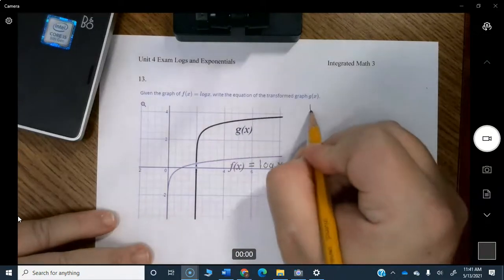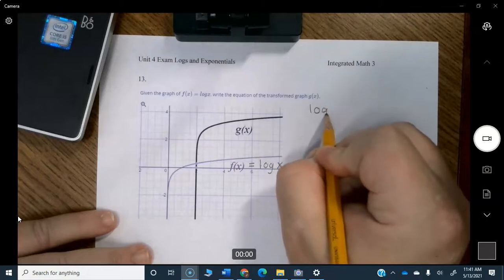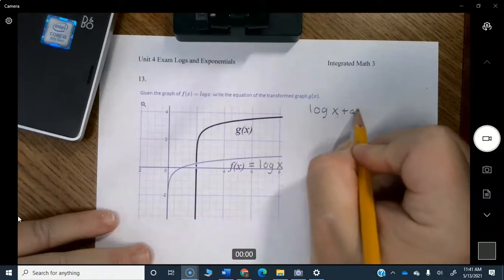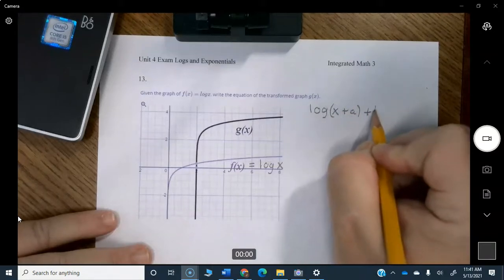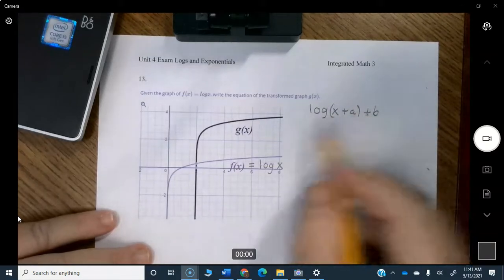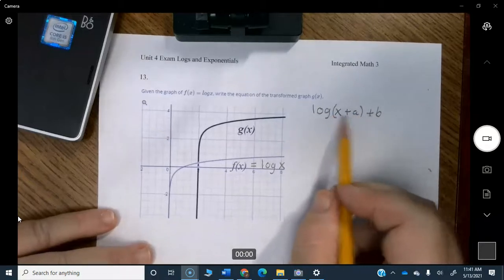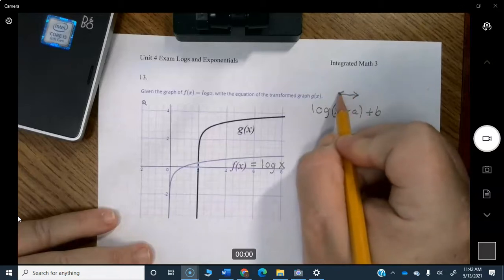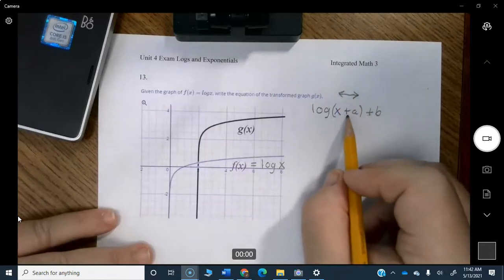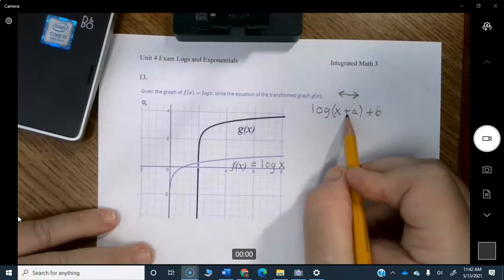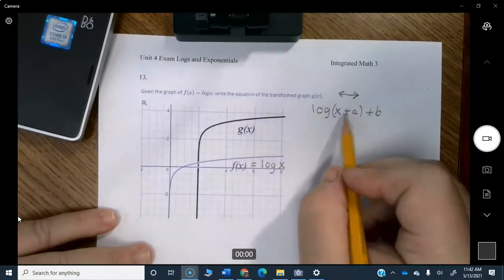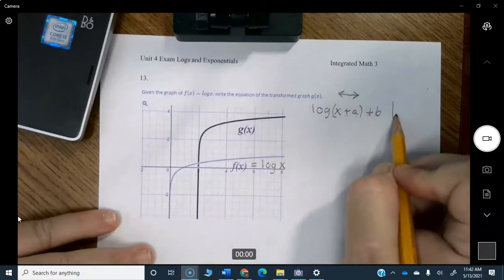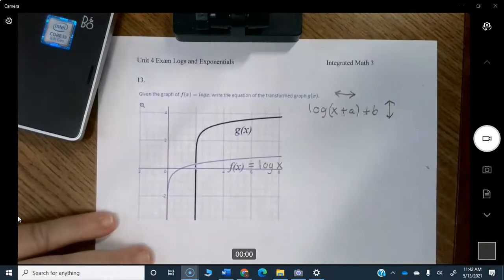So what you're going to have is something of a form here. Log of x plus a in parentheses plus b. Now those plus signs could be minus signs, okay? I'm just writing a general form. This, inside the parentheses, shifts right and left, okay? So this is the right and left. And it always shifts in the opposite direction of the sign. So if it was a plus, it would shift in the negative direction to the left. So it always fools you. That one fools you a little bit. This one, the one that goes outside the parentheses, shifts up and down, okay?